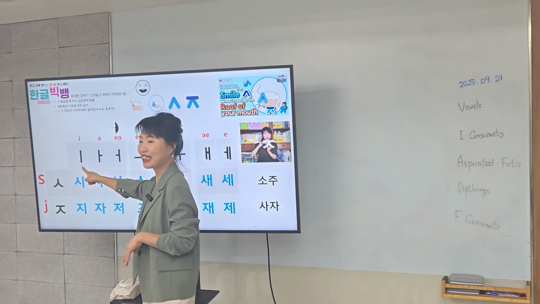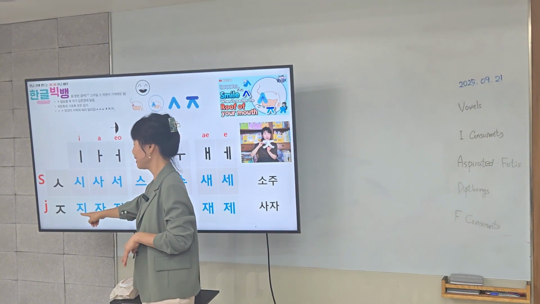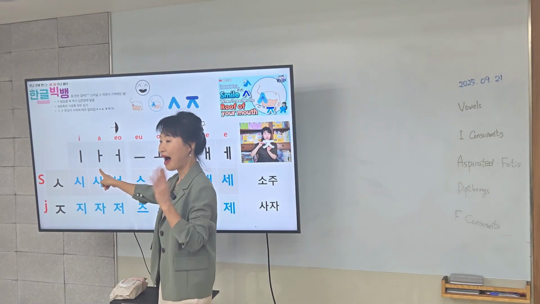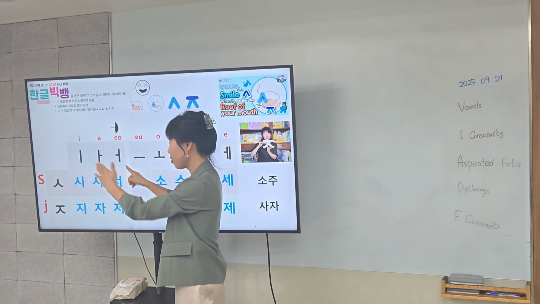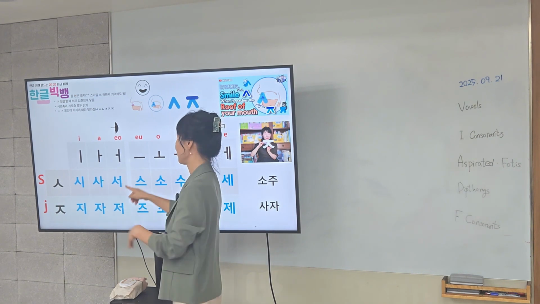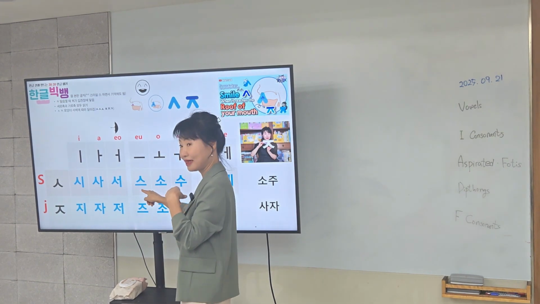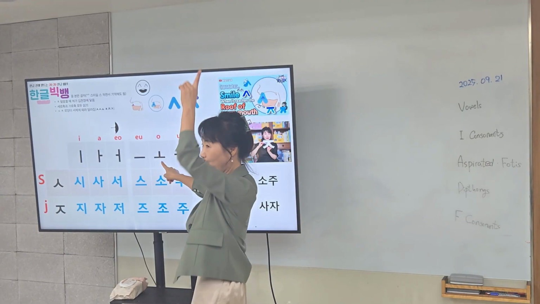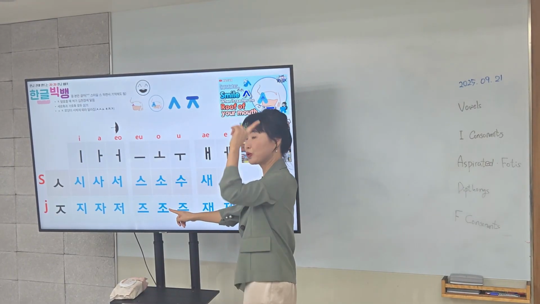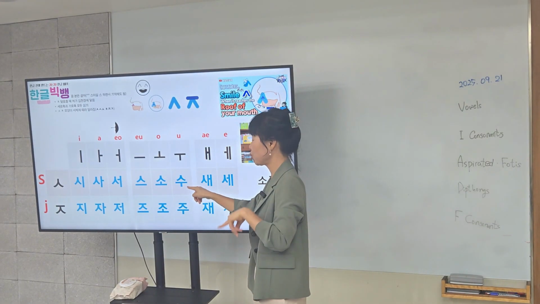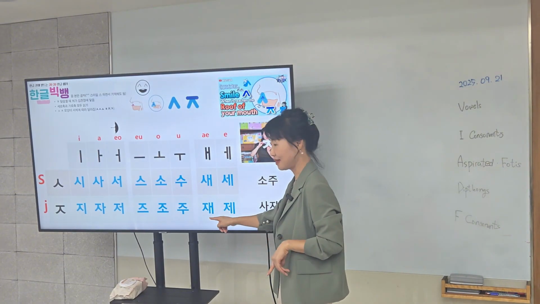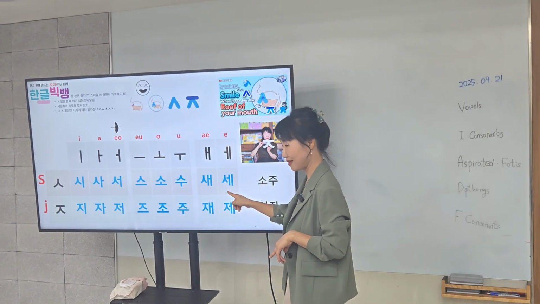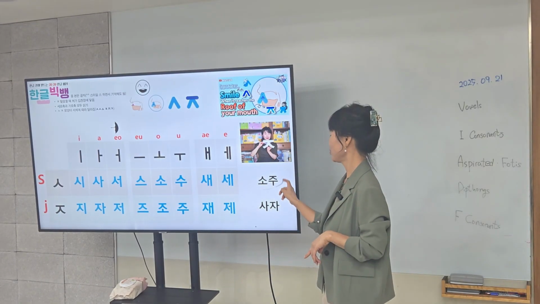From here, 사, 자. Good. 어, 서, 저. Good. 으, 스, 주. Okay. 오, 소. 우, 수. 에, 세, 제. Good. 제. Okay. Can you read this one?